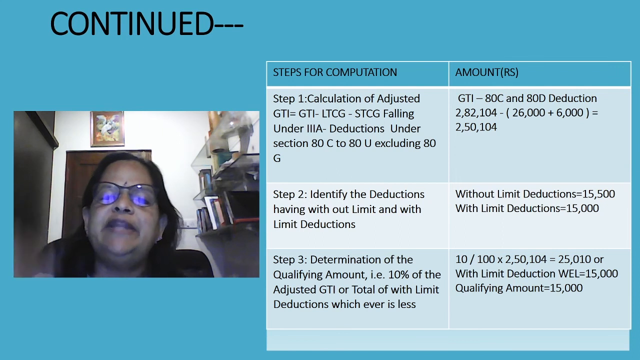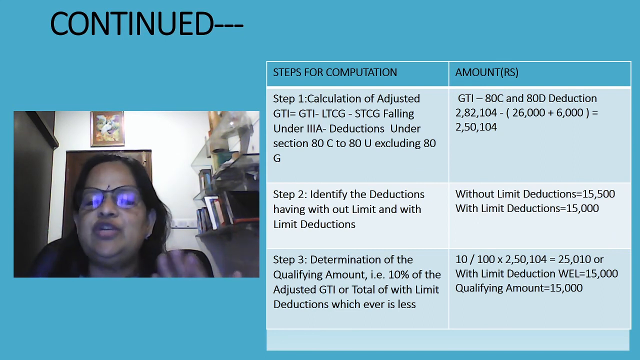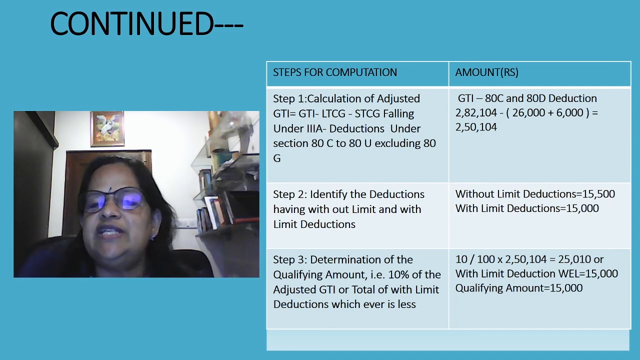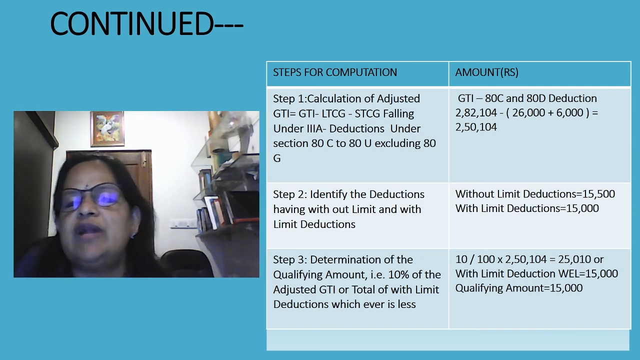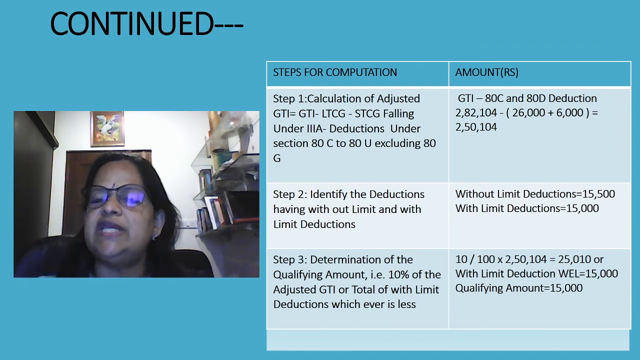Now step 2, identify the deductions having without limit and with limit donations. That we already calculated in the previous slide. Without limit is 15,500, with limit is 15,000. Now step 3, determination of the qualifying amount. That is 10% of the adjusted GTI or total of with limit deductions, whichever is less. Your adjusted GTI is 2,50,104. 10% of that is 25,010, or with limit donation total is 15,000, whichever is less. So the comparison is between 25,010 and 15,000. So you will take 15,000.